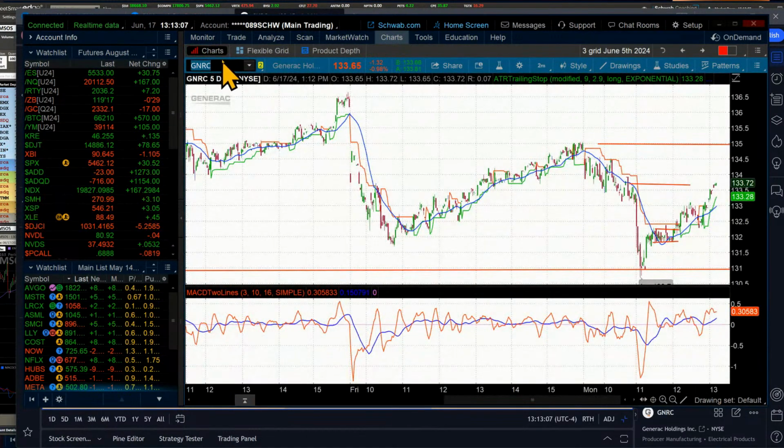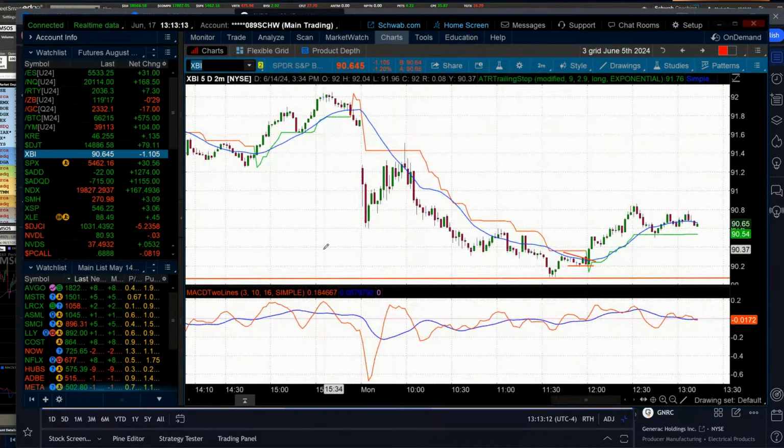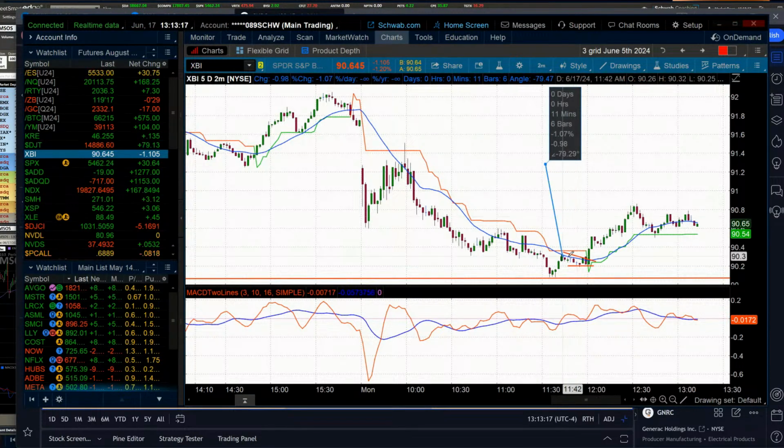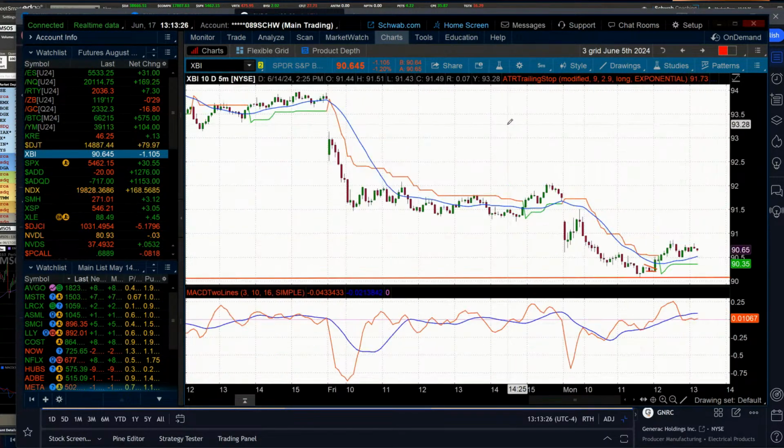Now, we also bought XBI. That's not the most beautiful thing in the world, but here you go. That's where we bought. We got stopped in here, and we bought again here because of that bull flag. And it's over the ATR trailing stop. Now, that's only a 2-minute. This is pushing it. It's a 5-minute.